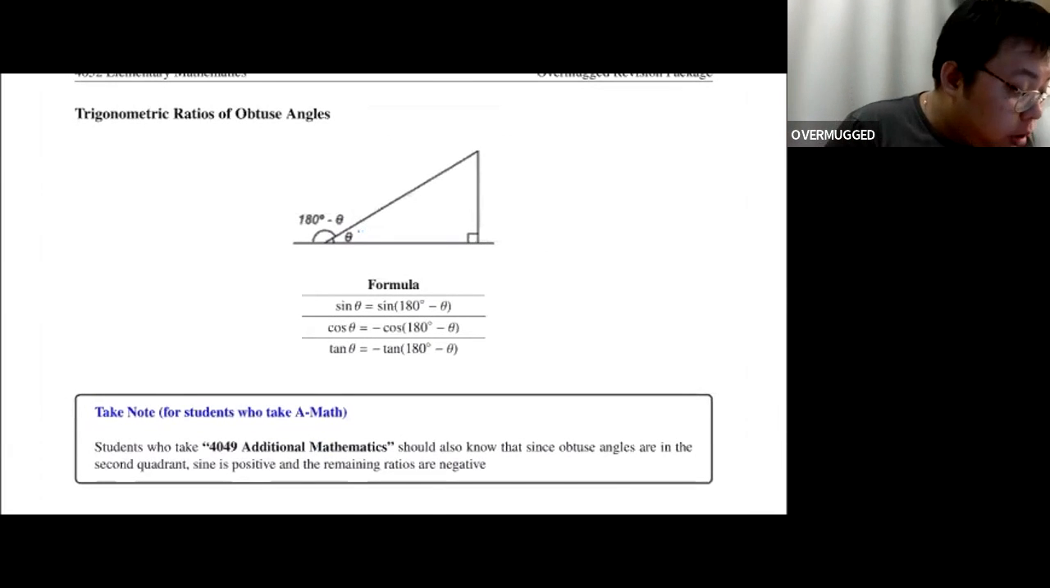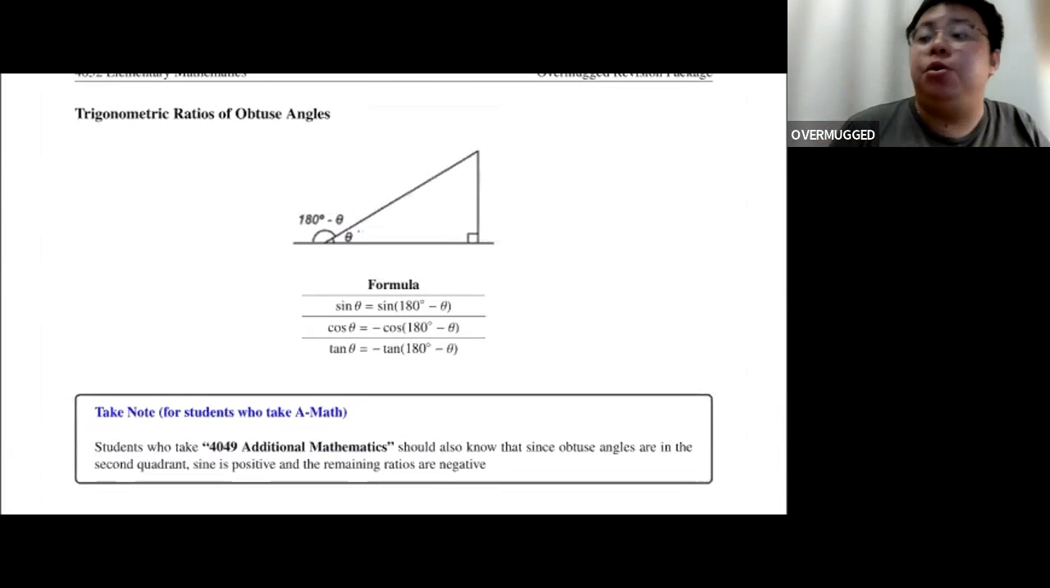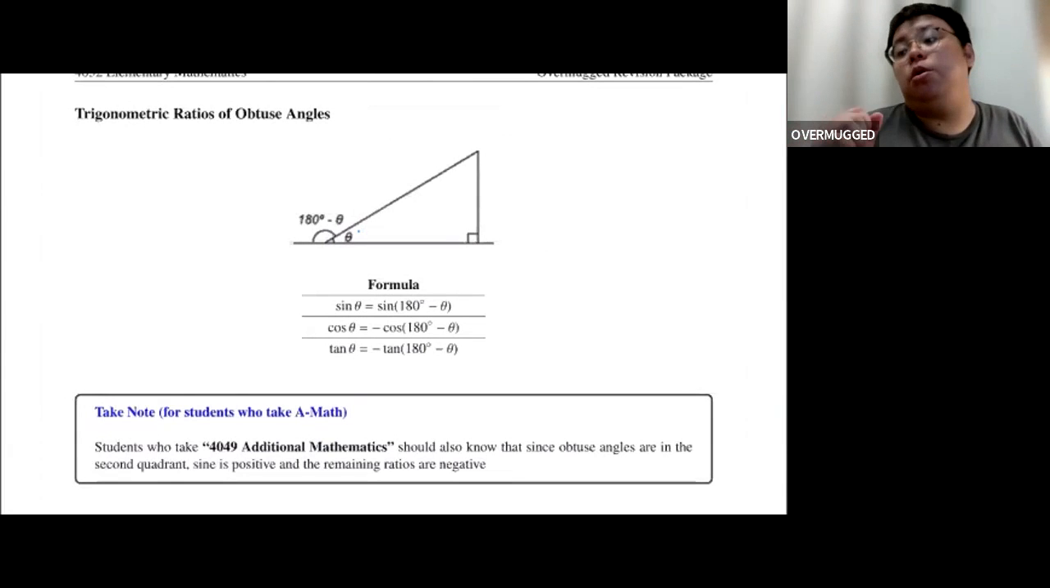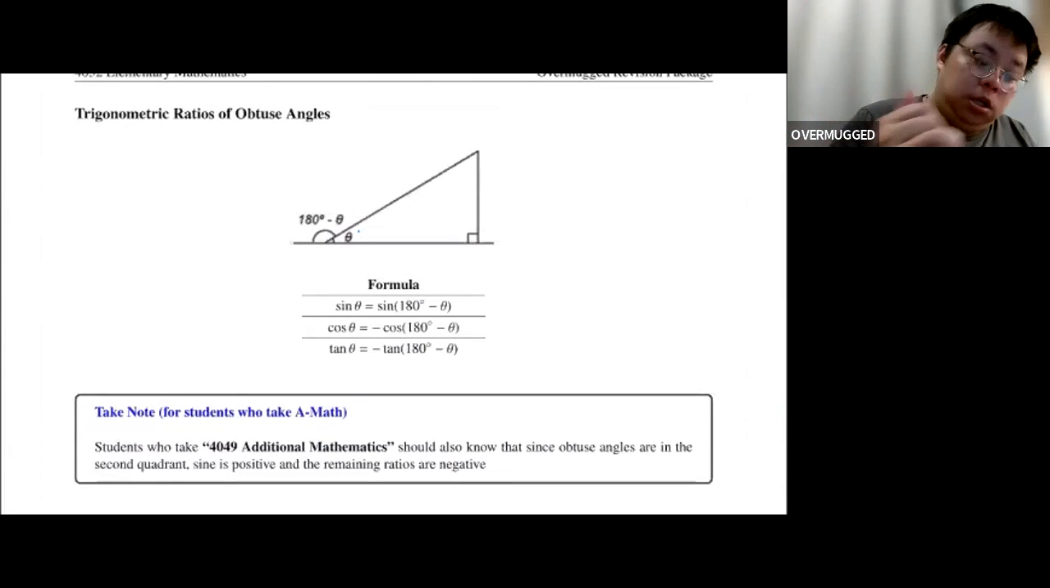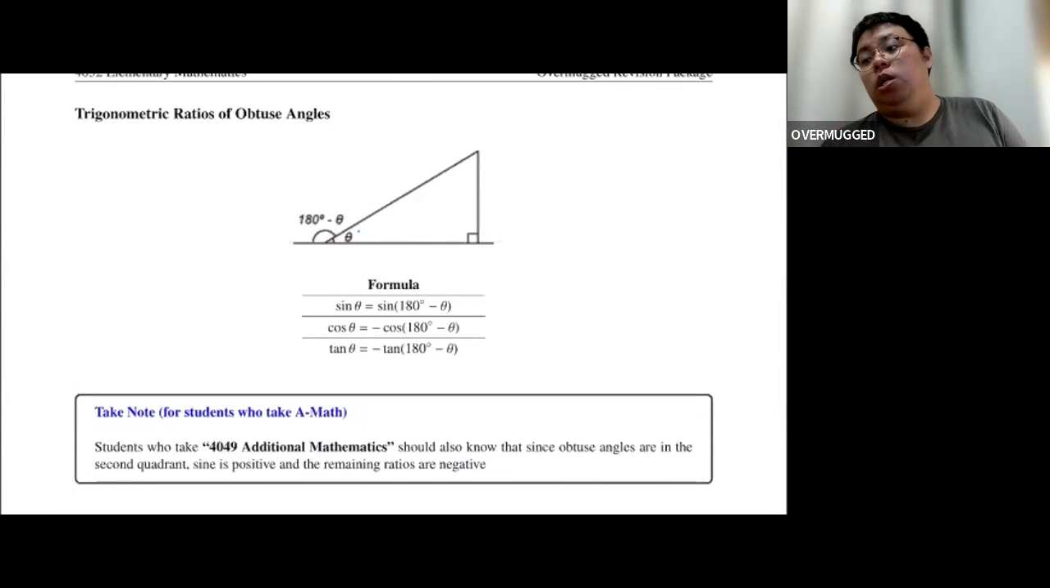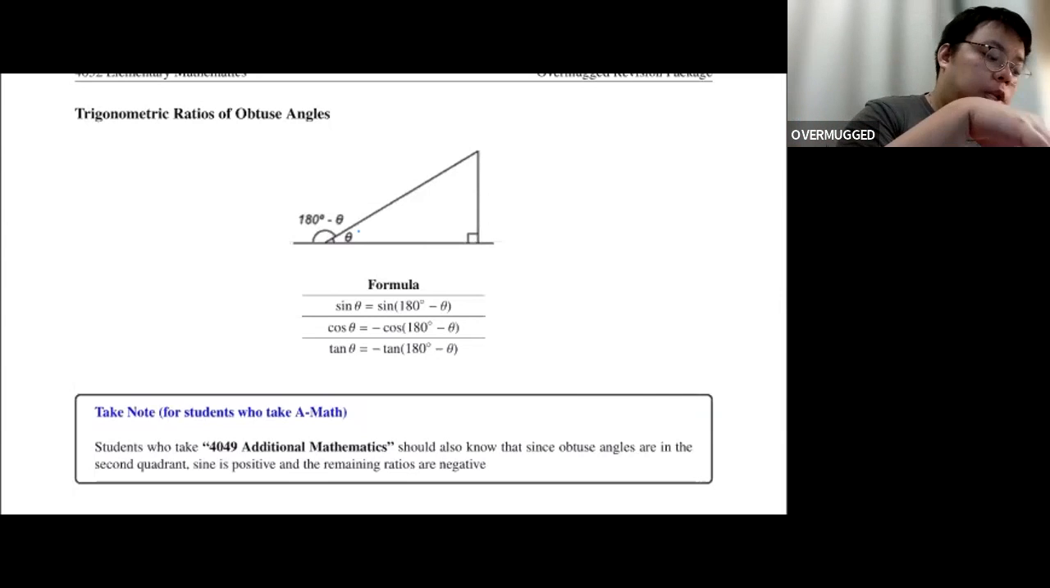Sorry about it. Okay. Trigo ratios of obtuse angles. For obtuse angles, these are the three that you need to remember: sine theta is equal to sine of 180 minus theta. Cosine theta is equal to negative cosine of 180 minus theta, and tangent theta is negative tangent of 180 minus theta. The tangent one is not really required in the syllabus, but there are schools that test this, so that's why I put it here. But the main two are definitely the first two.